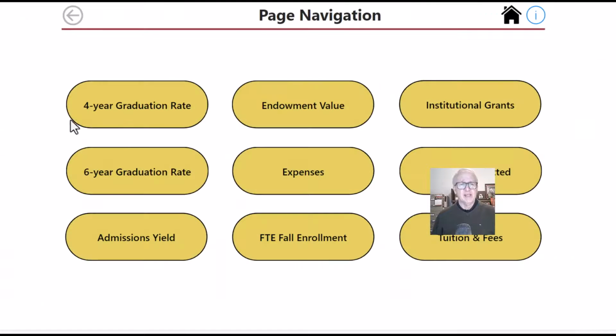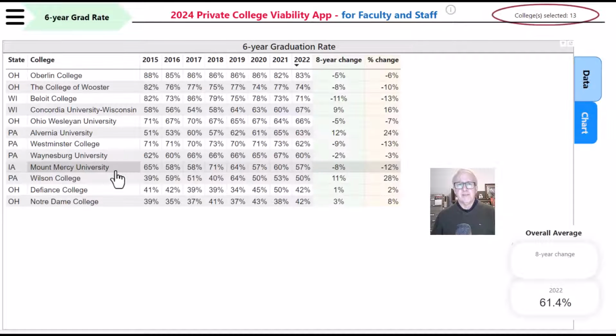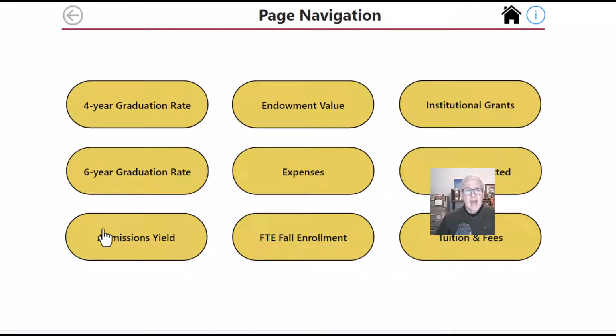When we quickly look at the 6-year graduation rate, same data, but now it's 6 years. Our threshold is 70%. And we can see it looks like just 2 of these colleges meet that, maybe 3 of those colleges meet that threshold. They graduate at least 7 out of 10 students after the course of 6 years. And when you look at these right around 50%, Wilson, Defiance, and Notre Dame, after 6 years, don't even graduate half of the students who start there. Draw your own conclusions.